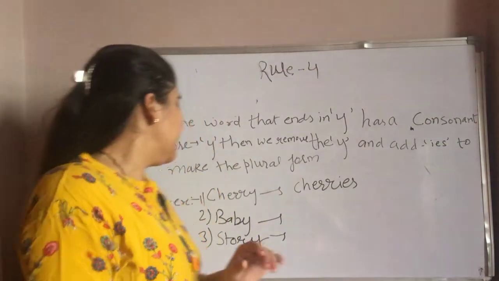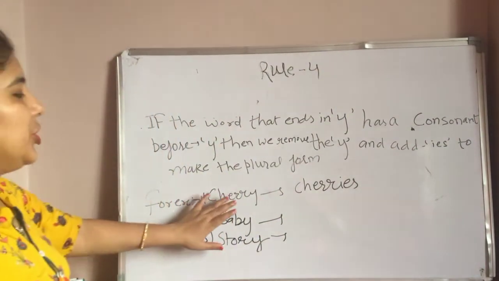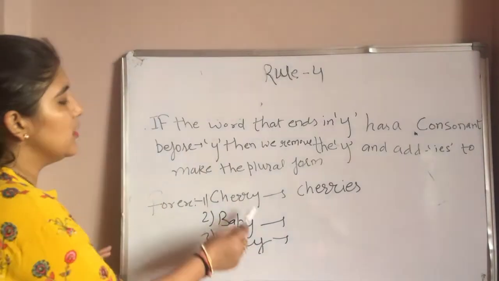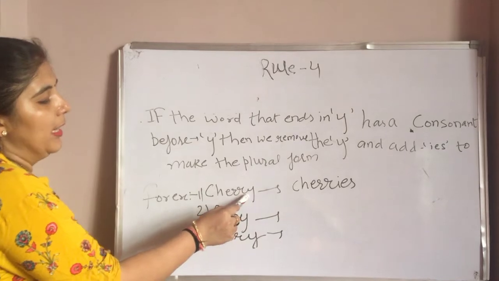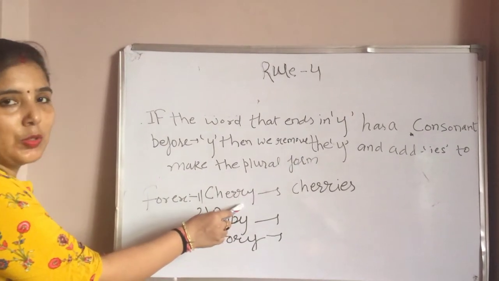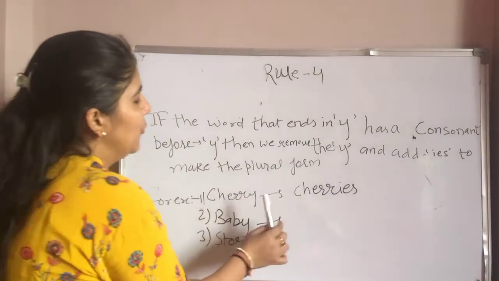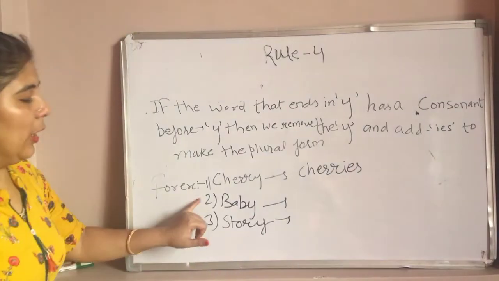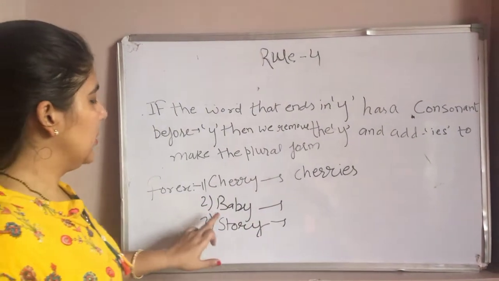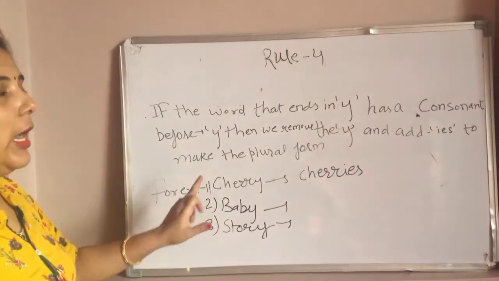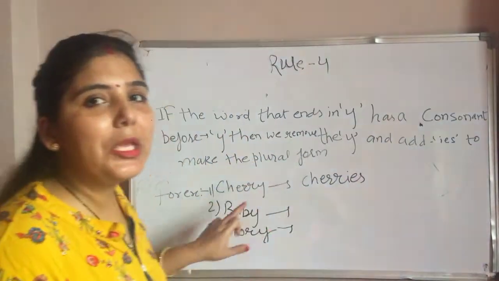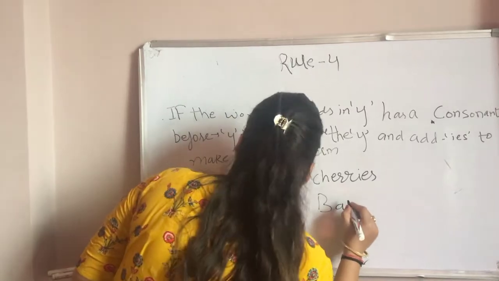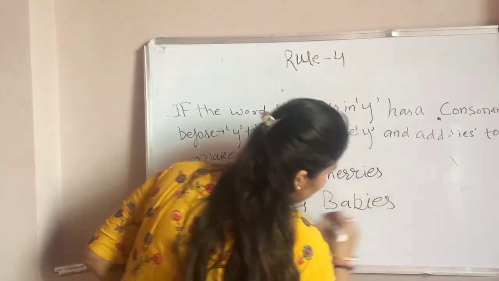Okay children? Now for example, cherry, C-H-E-R-R-Y, cherry. Here is y and before y there is r. R is a consonant. So what do we do? We remove the y and add ies. Now second is baby. What is here? Y. And before y again consonant b. So what do we do? Make it plural. Babies.